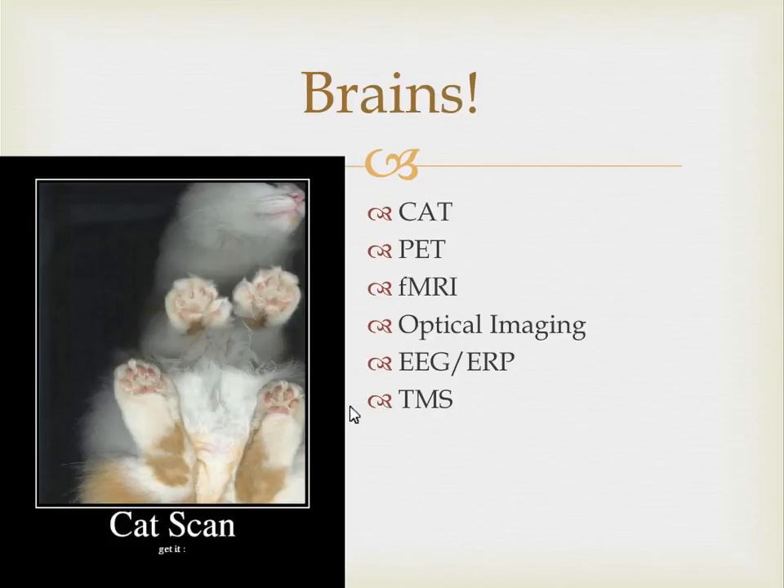You guys have gotten a CAT scan throughout both of these lectures because CAT has been very needy today. But we'll cover CAT scans, PET scans, MRIs, optical imaging, some EEG, ERP, and some transcranial magnetic stimulation. Let's talk about each of these very briefly.